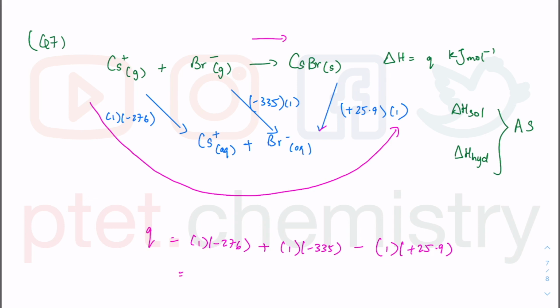I got my answer as minus 636.9 kilojoule per mole, and that is going to be option A. Okay, but as with any calculation, I think it's best if I just double check my calculations on my calculator, because you never know when you make a mistake. Yep, I got the same answer there.